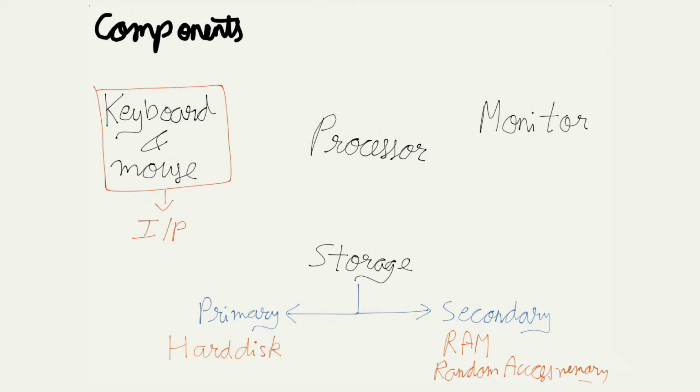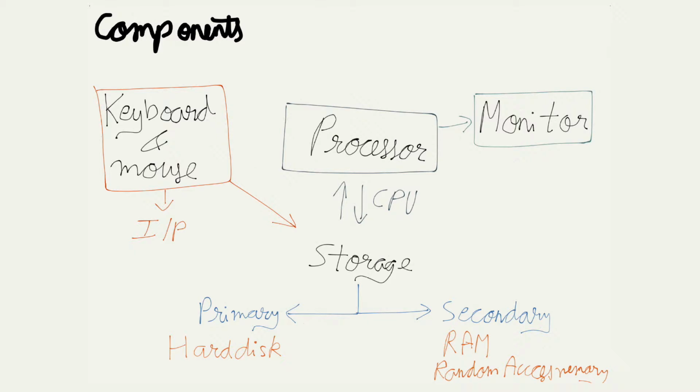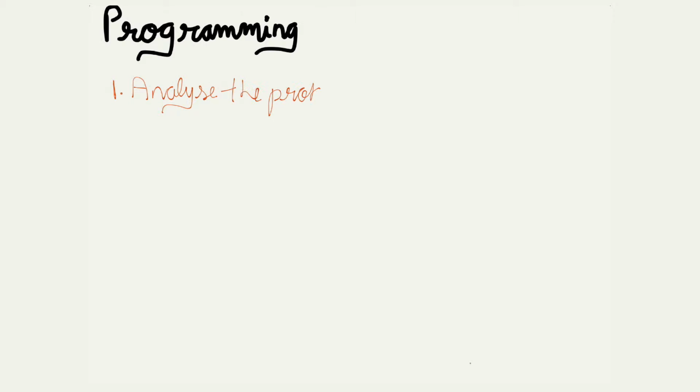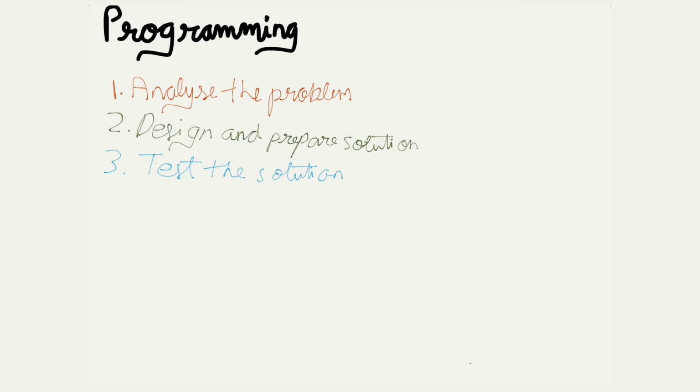Keyboard and mouse provide input to the computer which is stored, and then the processor takes the input and gives it to the monitor. Now what is programming? When you have a problem, you first analyze the problem, then you design and prepare a solution for it, then you test the solution, and finally you document it. Here step number 2, designing the solution, is the program.